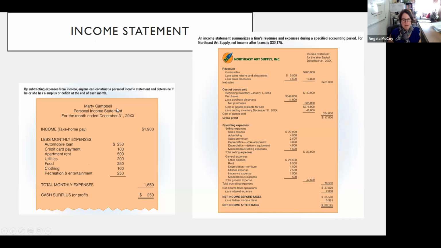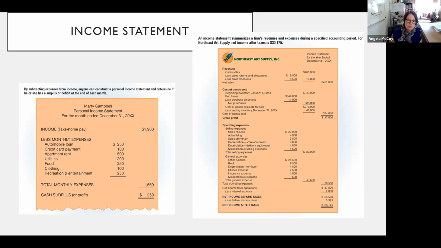An income statement is a summary of a firm's revenues and expenses during a specific accounting period. The income statement is sometimes called an earnings statement or the statement of income and expenses. If you look at this first figure, it is showing a personal income statement for a person named Marty Campbell. Although the difference between the income and expenses is referred to as profit or loss for a business, it is normally referred to as a cash surplus or a cash deficit for an individual.